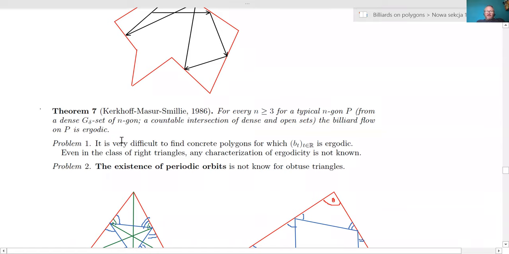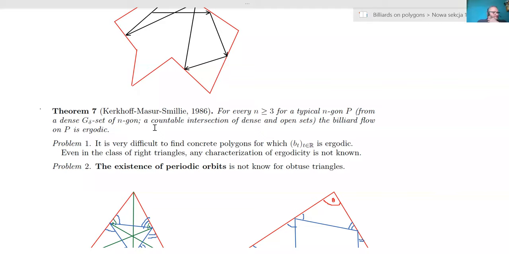Typical means that we consider a G delta dense set of n-gons. A G delta set, as you probably know, is a countable intersection of dense and open sets. And from the topological point of view, this kind of set is treated as a large set. This is a counterpart of "almost every" in measure theory.